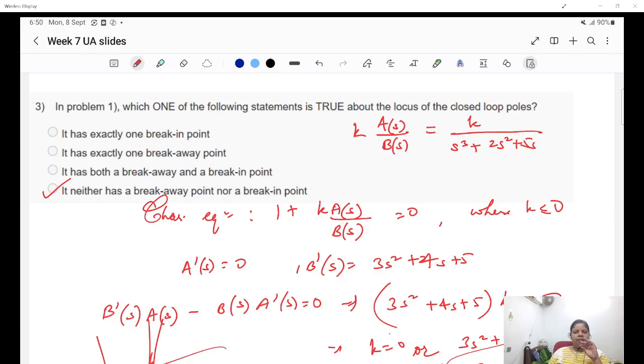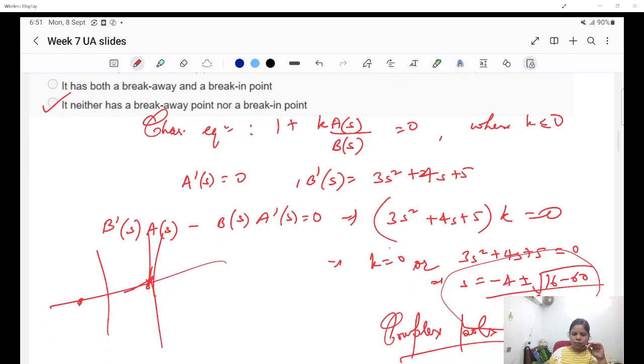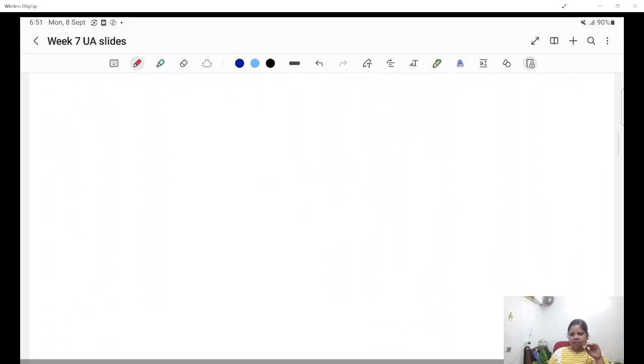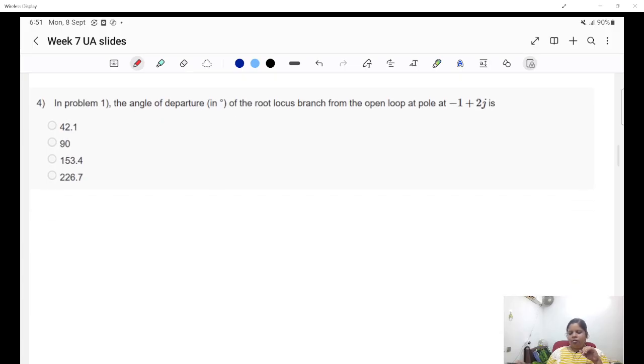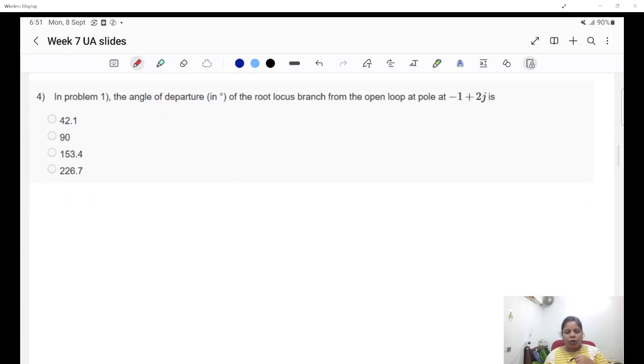I hope this is clear. Okay. Let's move to the next question if there is no confusion. Then for the same problem we want to define what is the angle of departure.